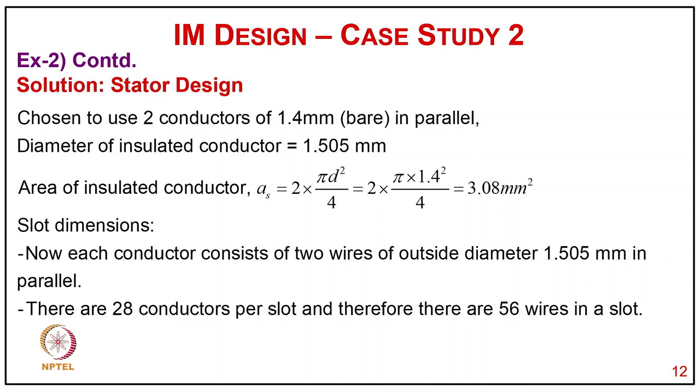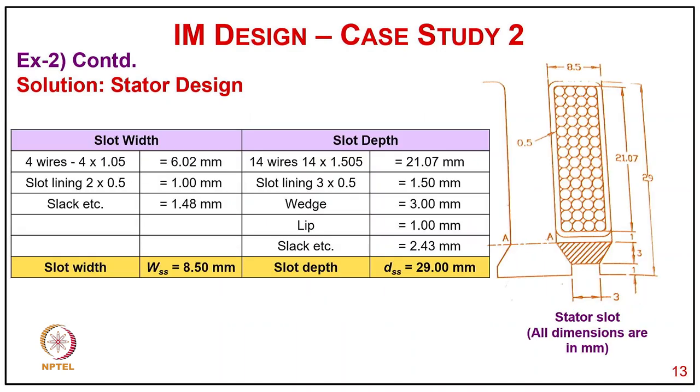Now coming to finding out slot dimension. Now each conductor consists of two wires of outside diameter 1.505 millimeter in parallel. So there are 28 conductors per slot, therefore there are 56 wires in a slot. So now looking at the geometry that we have, parallel slot, and all dimensions are given here according to the calculation, and we have typically the slot width of WSS 8.4 millimeter by adding the four layers of the conductors and slot lining, I mean 2 into 0.5 and slot allowance of 1.48, so it comes slot width WSS about 8.50 millimeter.